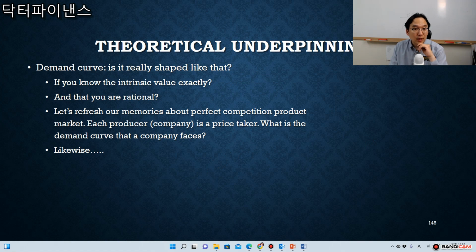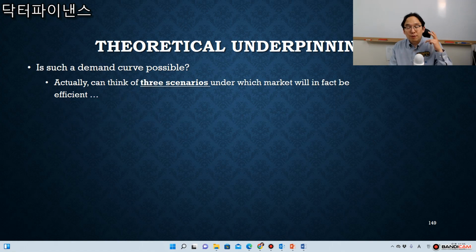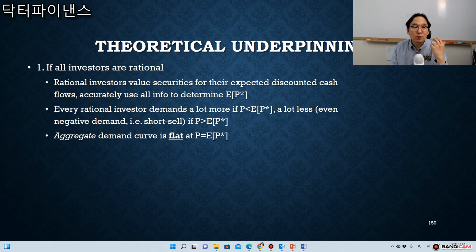Right. The three scenarios can justify a flat demand curve. What are those? Number one, if all investors are perfectly rational, cold-blooded, emotionless rational, what would they do? Rational investors value securities for their expected discounted cash flows accurately and use all information to determine the true value.